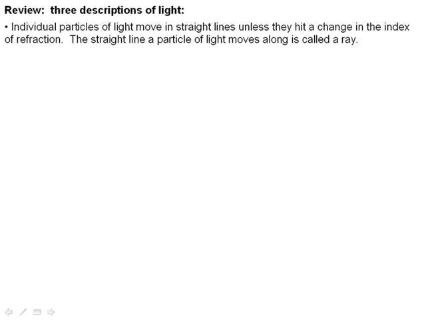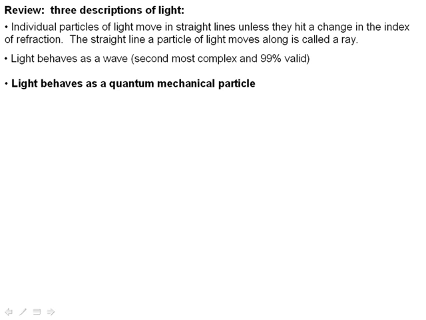Remember that we have three ways we can describe light in this class. The first, that we spent the first half of the course studying, is that individual particles of light move in straight lines, and we call these rays, and this is the domain of geometrical optics. What we're not going to study in this class is how light behaves as a wave, although we hint at it occasionally, and it's valid in 99% of the cases you're going to deal with.